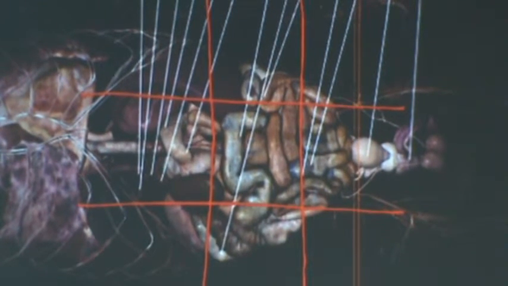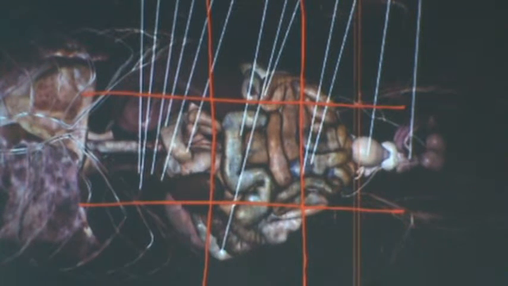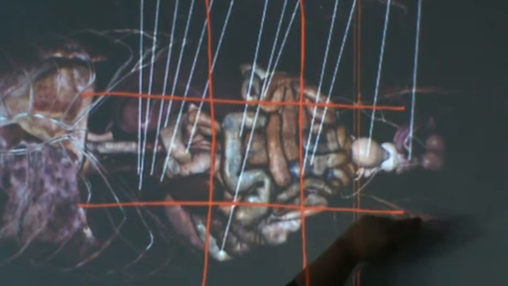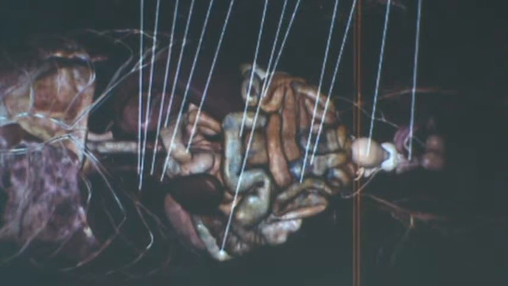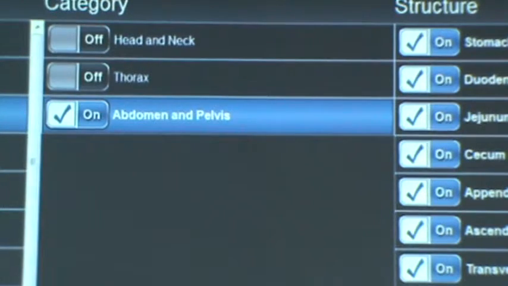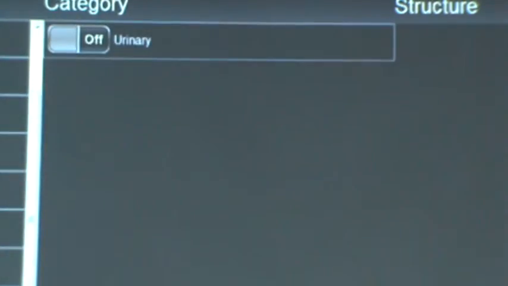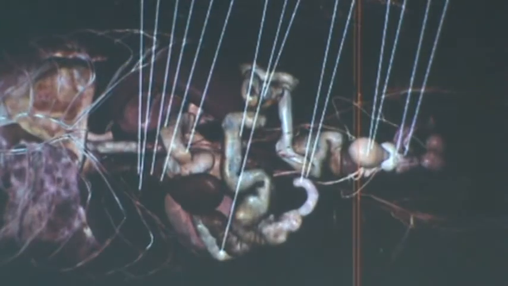All right, so what other organs do we need that we haven't talked about? Oh, the bladder. Here's the rectum. So the bladder is going to be back behind, so let's get rid of the intestines. That'll help us. There we go. And we can also turn on the urinary system for our labels. All right, so here's our urinary bladder.